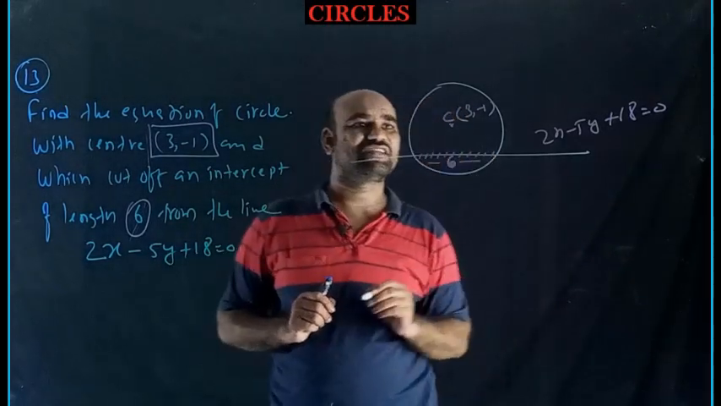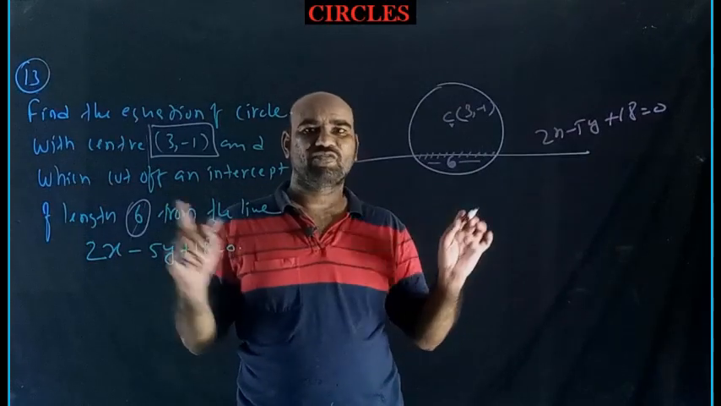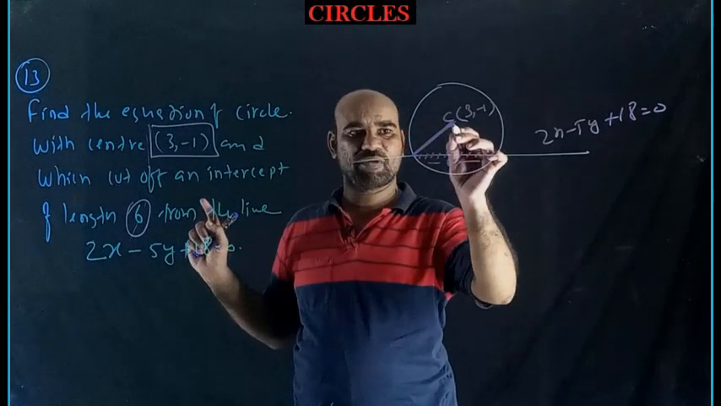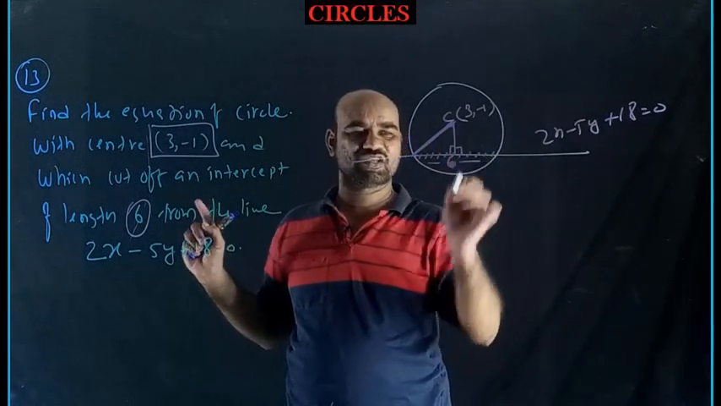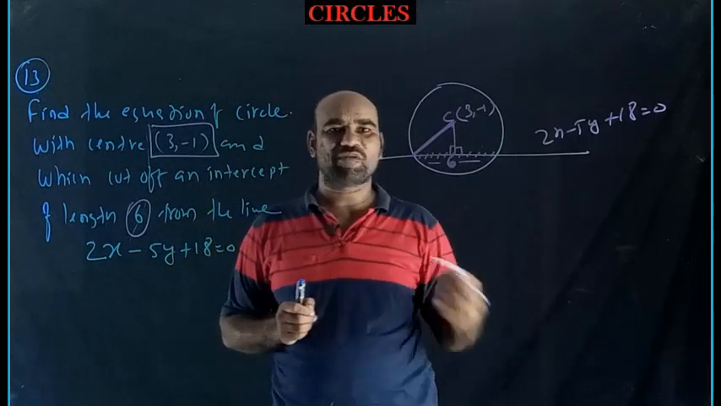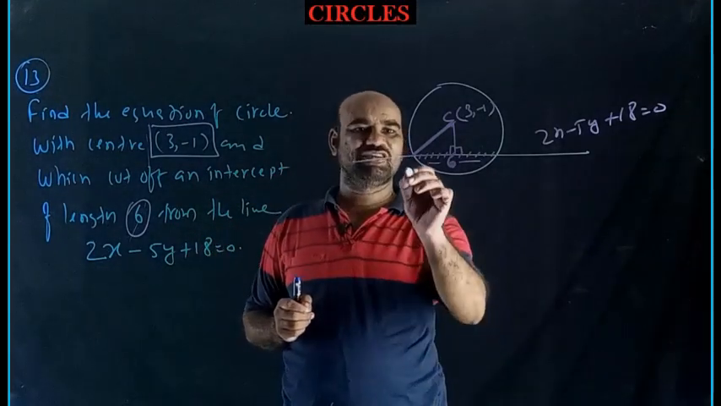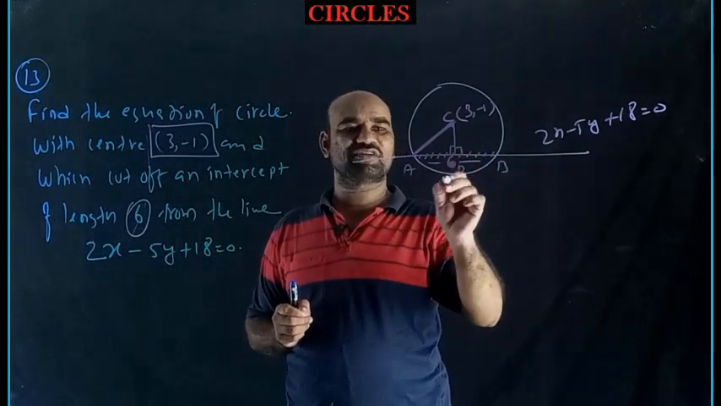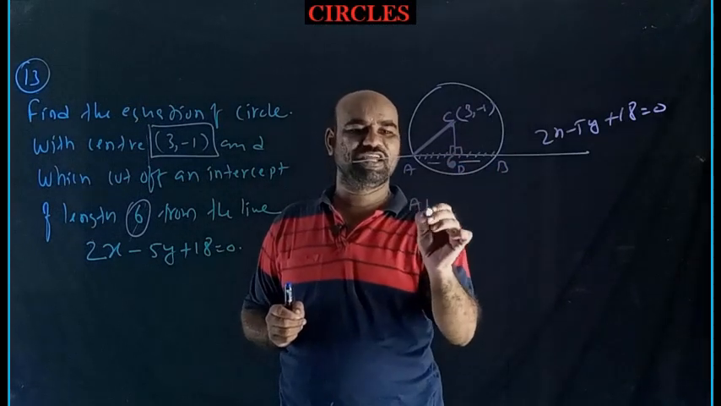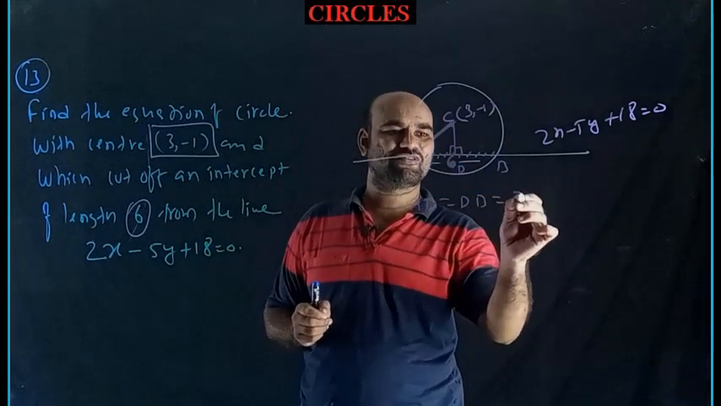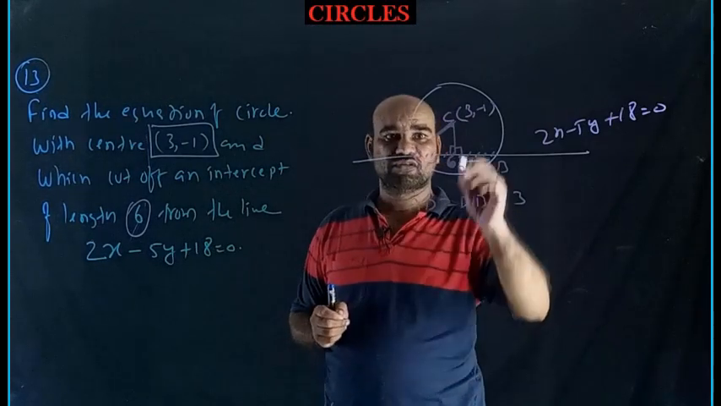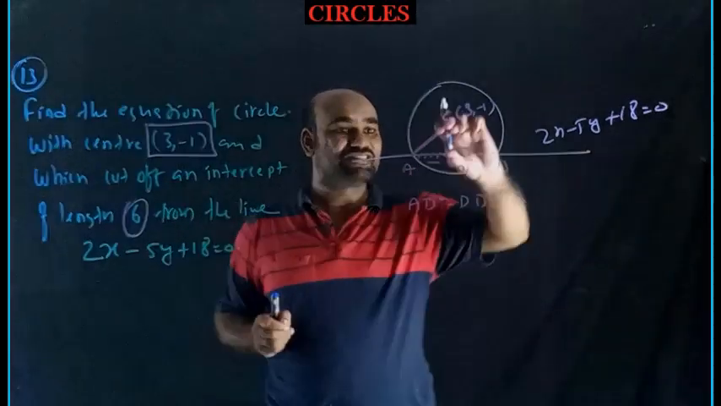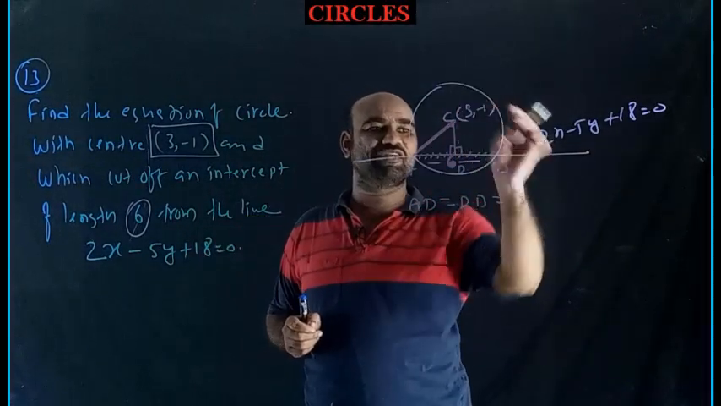Center is 3, minus 1. Now we want to find its radius, which means I want this length. Draw a perpendicular. From basic circle concepts, if a perpendicular is dropped from the center onto a chord, it will bisect it. So name the points A, B, C, and D. From that concept you can say AD equal to DB equal to 3. So if you know the CD length, you can find the AC length because AD is already there. CD is nothing but the perpendicular distance from this point to this line.